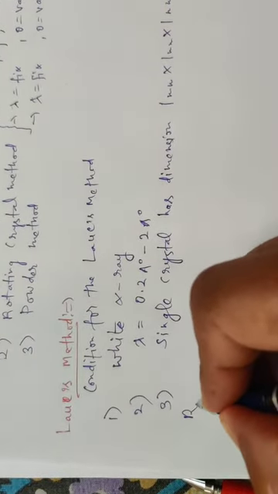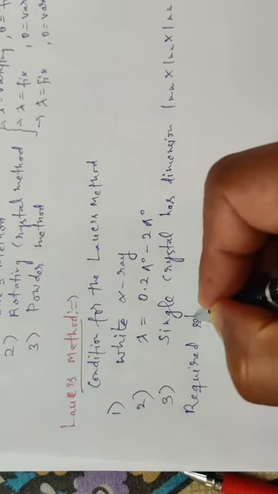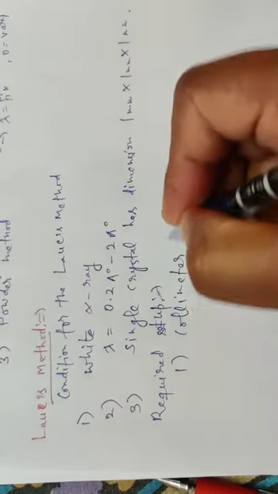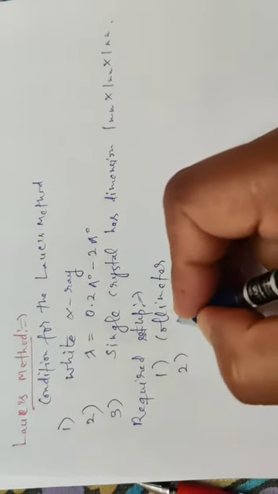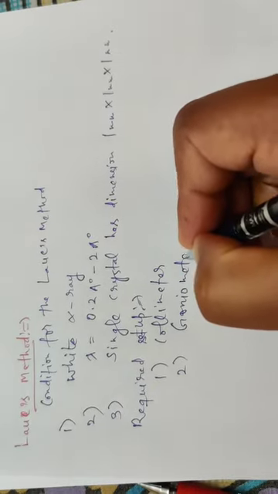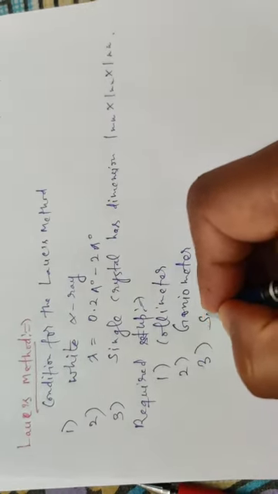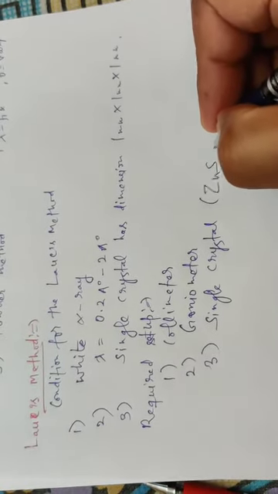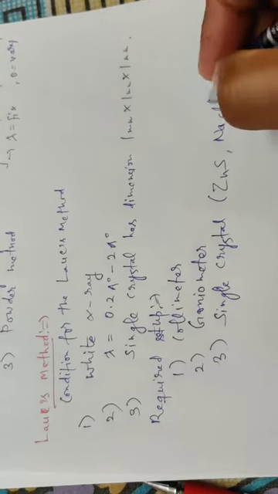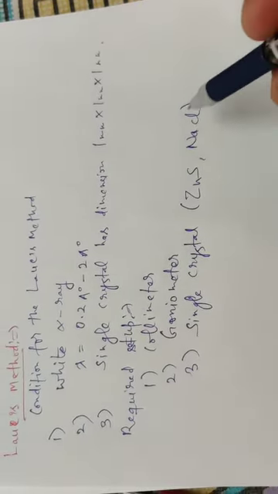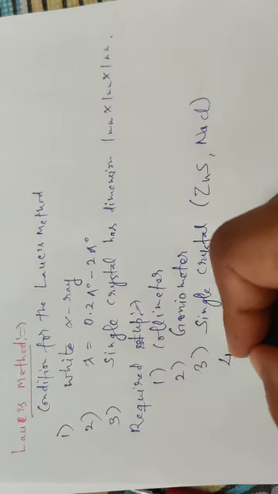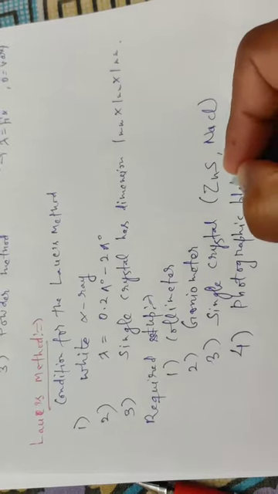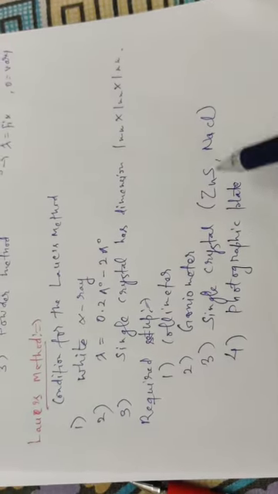Now what will be the required setup for Laue's method? First is a collimator, second is a goniometer, third is your single crystal. For the single crystal we generally take zinc sulfide or NaCl, but in many cases zinc sulfide or zinc blende is considered. And fourth is a photographic plate, on which the diffraction pattern, or the Laue spots, will be obtained.